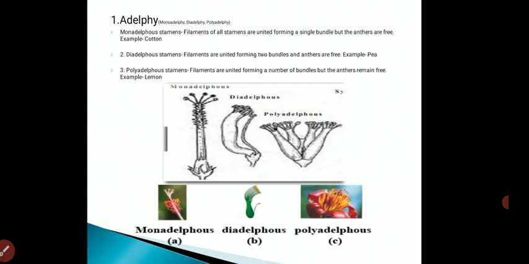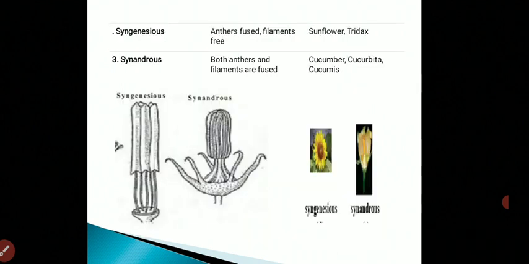Now let's discuss what is Syngeny and Synandry. In Syngenous, anthers are fused and filaments are free. Here the examples are sunflower and Tridax. In this type of cohesion, anthers of stamens are fused but filaments remain free, and the anthers form a tube and enclose the style and stigma. It is found in the Asteraceae family, for example Tridax procumbens.